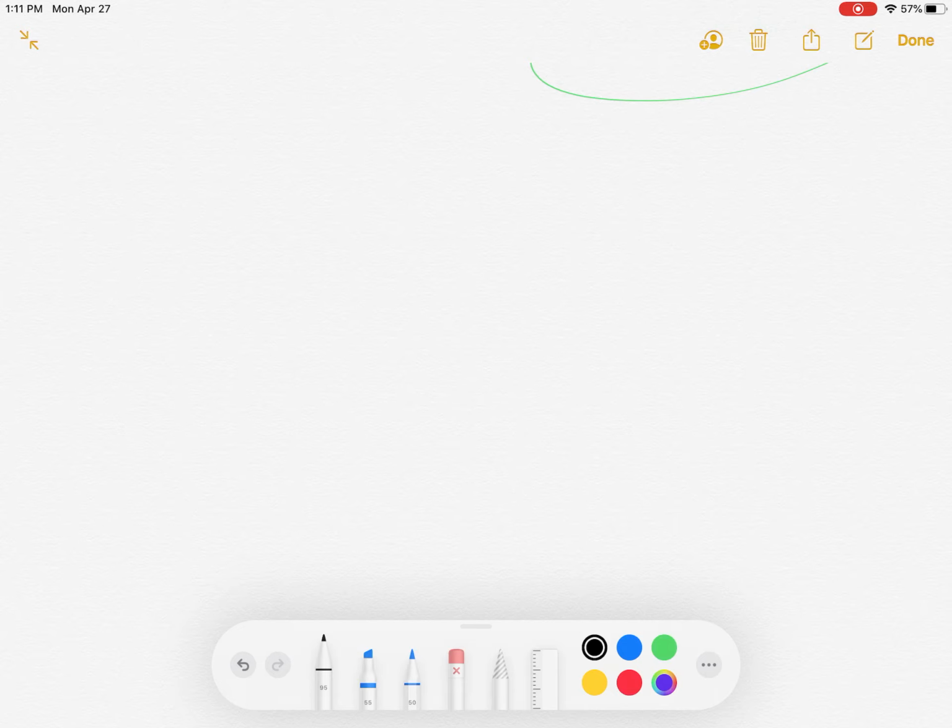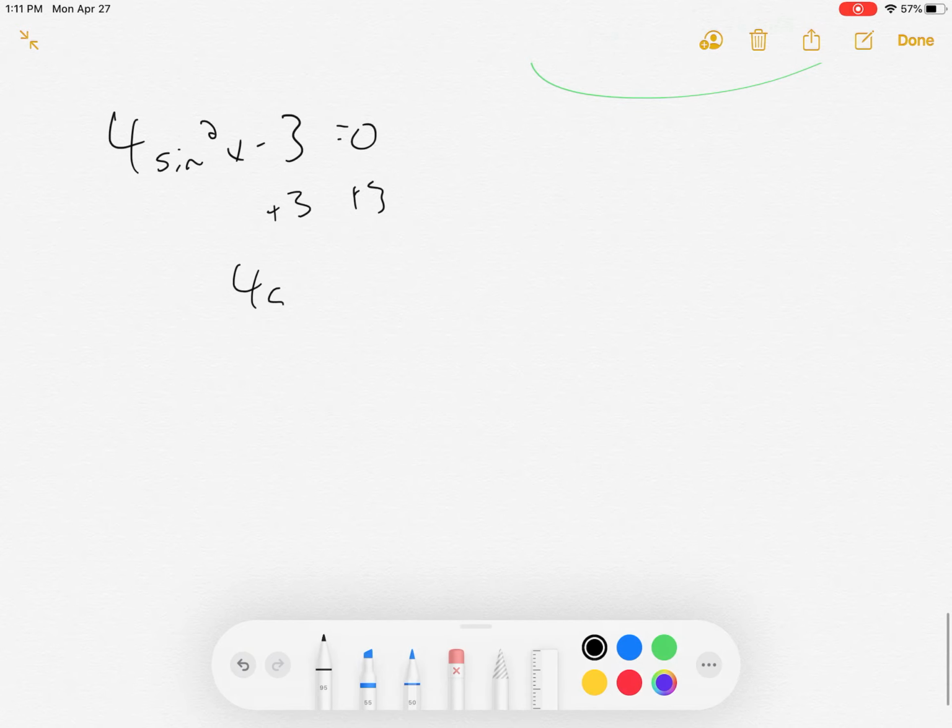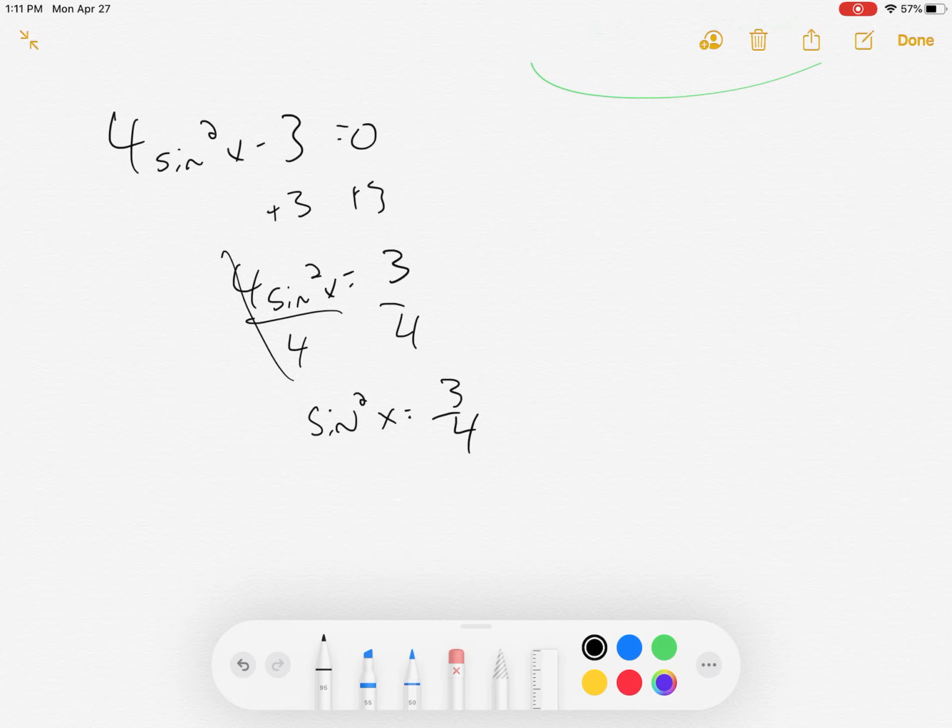Okay, last up, number 23. Let me look at my phone to see the picture that I took. We have 4 sine squared x minus 3 equals 0. And again, the directions tell us that we're still in radians. Okay, start by adding 3 to both sides. 4 sine squared x equals 3. Divide by 4, divide by 4. Sine squared x equals 3 over 4.